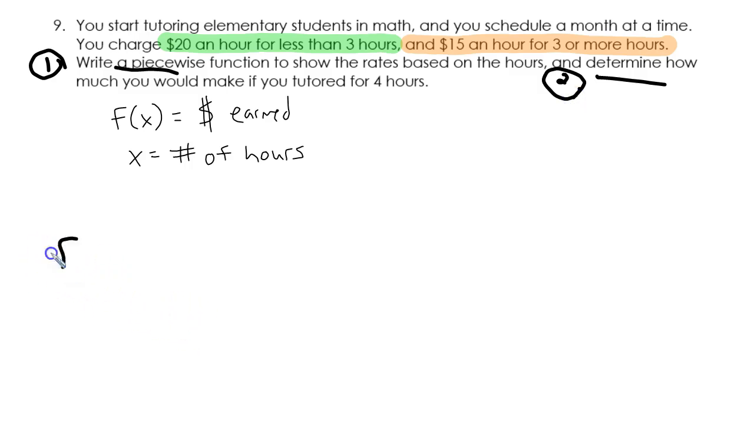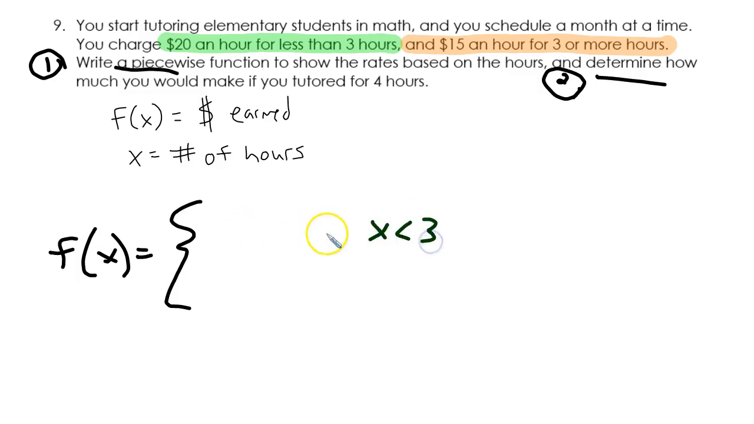So we'll start with the first question by putting f of x equals brace. And we have 2 different scenarios here. $20 an hour for less than 3 hours. So when x is less than 3, it's going to be $20 times the number of hours, where x is the number of hours.